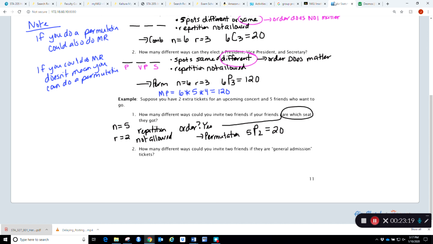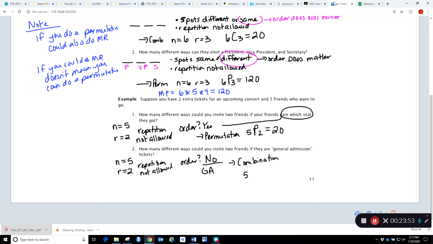Now if instead they're general admission tickets, this first stuff is still the same. I still have 5 friends. I'm still going to choose 2 of them. Repetition is still not allowed. But now, because I have general admission, does order matter? No, because they're general admission, right? So the tickets are the same. There's no difference between them. So for that reason, this one is a combination.